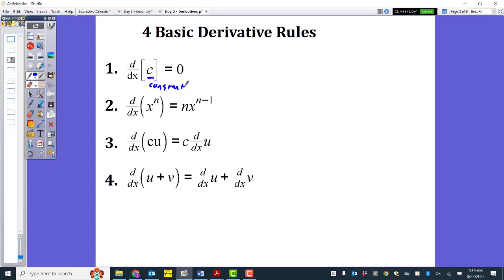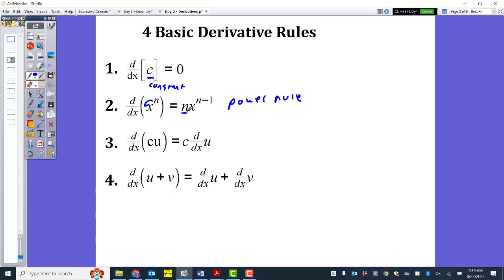Number 2 is the power rule. This is the important one. Okay, this is saying that if you have the derivative of x to a power, we pull that power down to the front, and we subtract 1 from the power. So x to the 8th will be 8x to the 7th. X to the 100th would be 100x to the 99th.